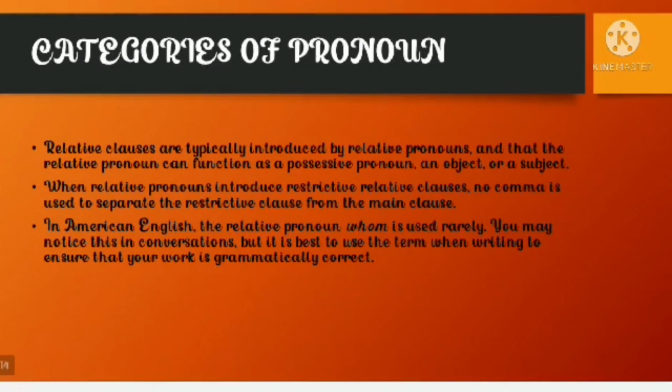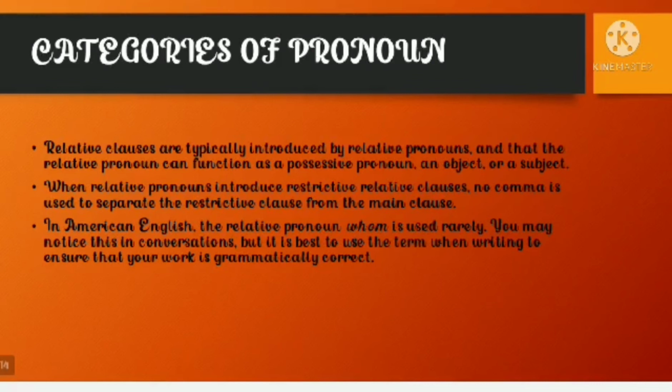And relative clauses are typically introduced by relative pronouns, and the relative pronoun can function as a possessive pronoun, an object, or a subject. When relative pronouns introduce restrictive relative clauses, no comma is used to separate the restrictive clause from the main clause. In American English, the relative pronoun whom is used rarely. You may notice this in conversations, but it is best to use the term when writing to ensure that your work is grammatically correct.